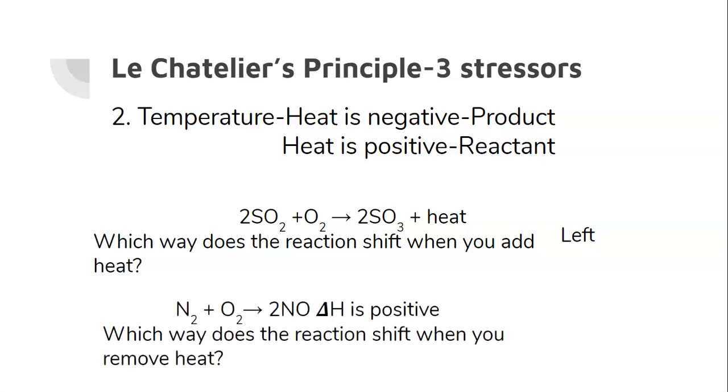Now, sometimes you'll see a setup like this where it'll tell you ΔH is positive, okay? And so you have to understand that if it's positive, the heat should be on the reactant side. So really it should be N2 plus O2 plus heat makes NO, or nitrogen monoxide. So if I were to remove the heat, which is on my reactant side, my products are going to rush in and make more reactant to help stabilize that. So it's going to shift to the left.